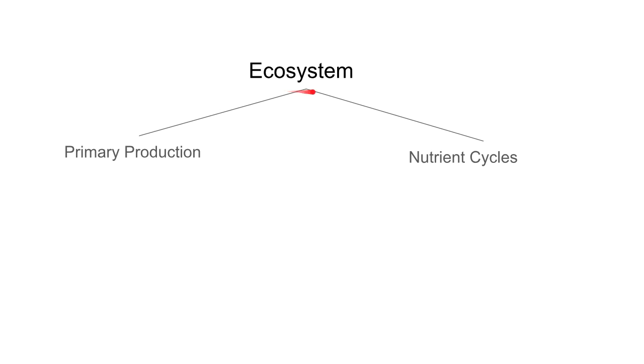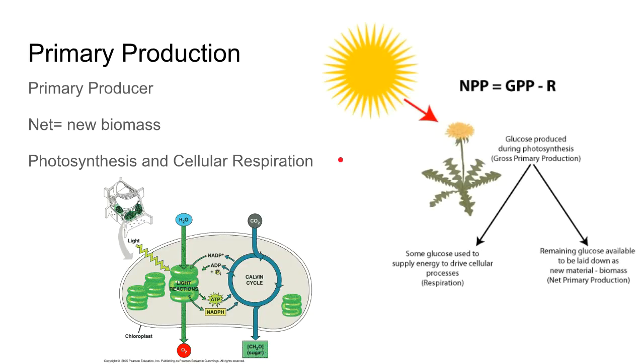Now we're getting more into ecosystem ecology, moving a little bit away from the food webs, even though when we talk about food webs, we also talk about nutrients. We have primary production and nutrient cycles. These are two big areas to focus on within ecosystem ecology. When we talk about primary production, we are talking about primary producers, which are autotrophs, which are photosynthetic organisms. When we talk about net primary production, we're talking about whatever new biomass is added to the plants.